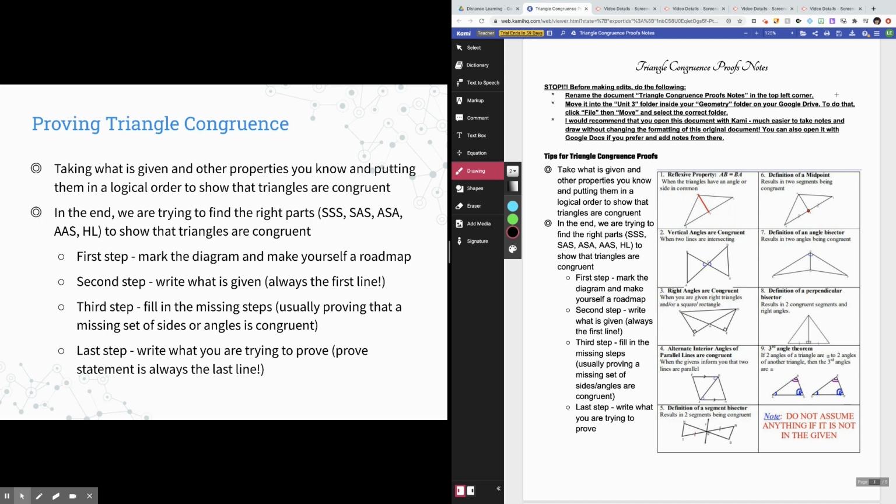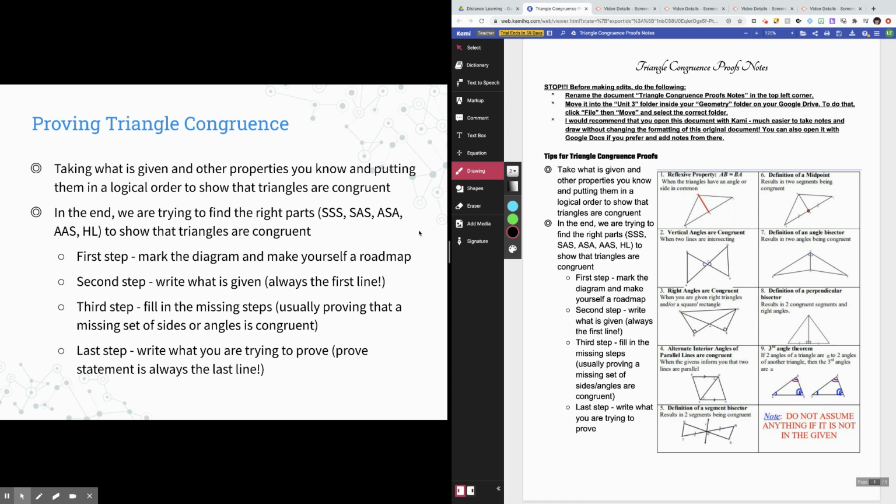So when you do these problems, you are going to follow four different steps, okay? Step one is to mark the diagram and make yourself a roadmap, meaning ask yourself, okay, I have this information, what's missing? What missing parts do I still need in order to have an SSS congruence or an ASA congruence, okay? Step two is writing the actual proof.